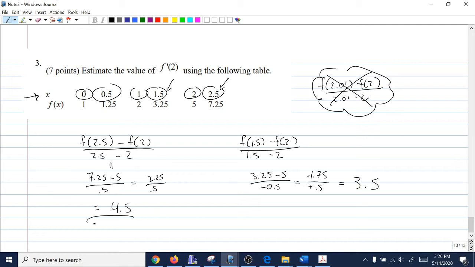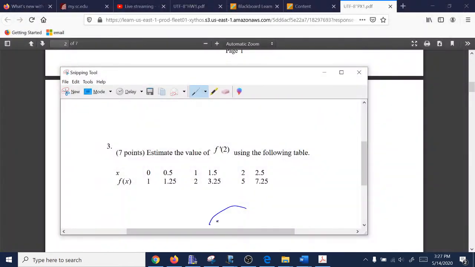So I got the answer about 4.5 one way. I got about 3.5 the other way. Split the difference, I would say f prime of 2 is about 4, the average of those. 4.5 and 3.5 over 2, the average of those is 4. I don't need to work it out to say I know the average is, uh-oh.